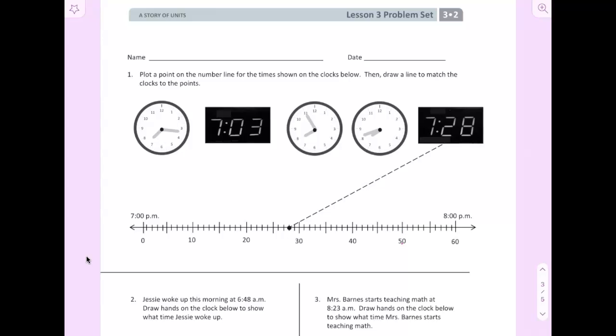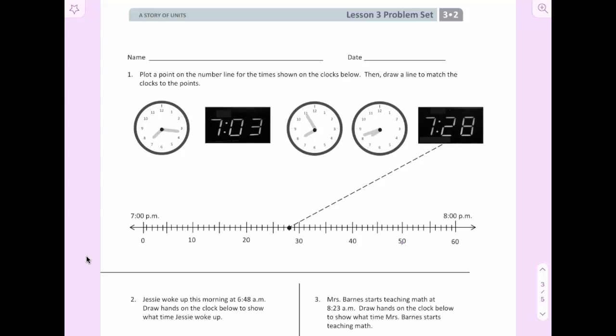So the first section, of course, we need to read our directions. Plot a point on the number line for the times shown on the clocks below. Then draw a line to match the clocks to the points. So we're going to plot each of these, which means put on the number line, each of these times and match them up. They did the first one for us. They're all between the hour of 7 and 8 o'clock. So what we really need to focus on is the minute hand and plotting the minute hand.